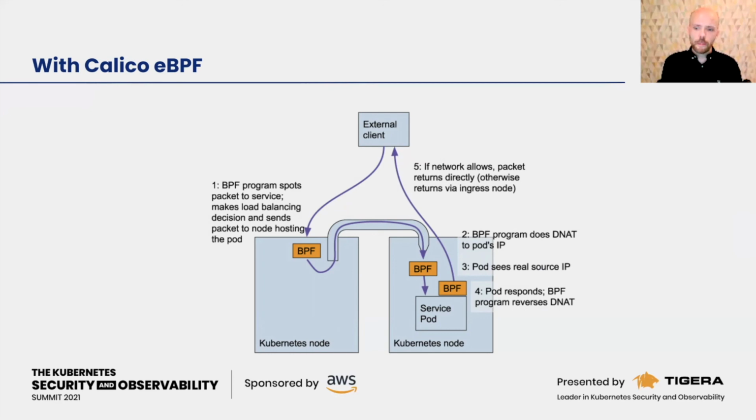And step 4, the pod responds. Notice that the response goes directly to the external client. Step 5, if the network allows, the packet goes back directly. Otherwise, it returns via the ingress node. So the important differences here with the eBPF dataplane are that the eBPF dataplane adds functionality to allow direct server return and to allow source IP preservation.